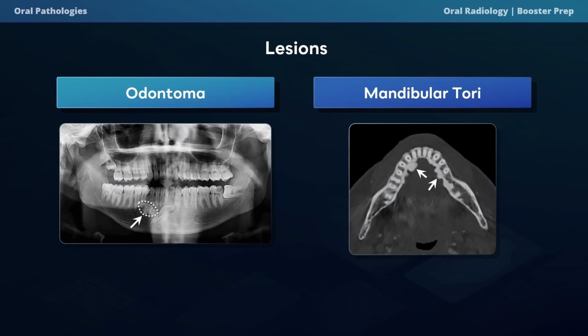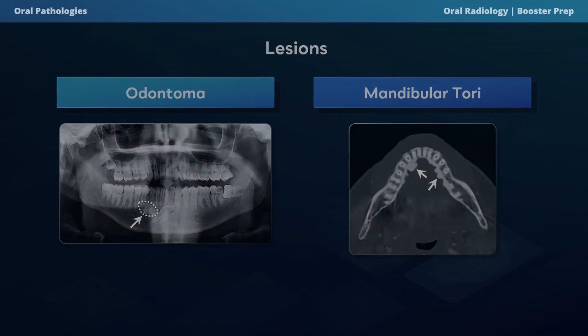Next, we have mandibular tori, and these are bony overgrowths that can develop on the inside of the lower jaw, and they're usually tucked right under the tongue, and you can catch them on a panoramic, but they're best viewed with a CBCT.